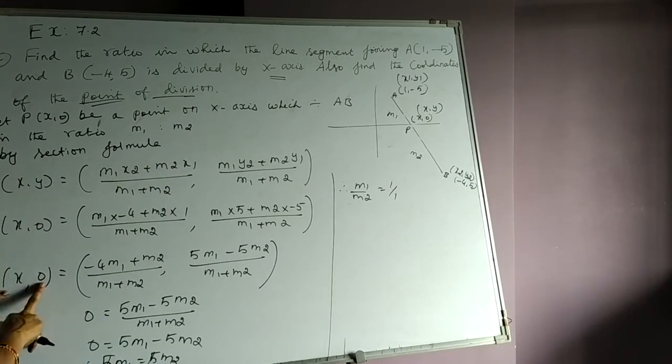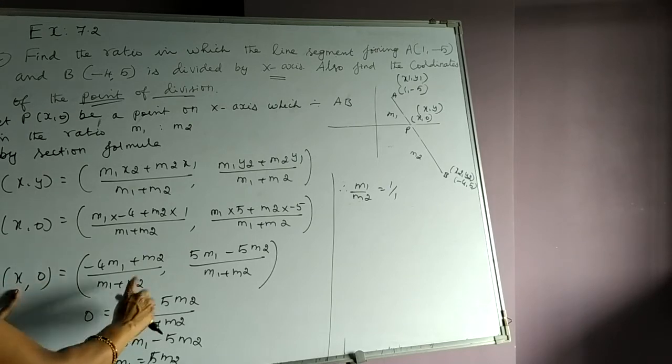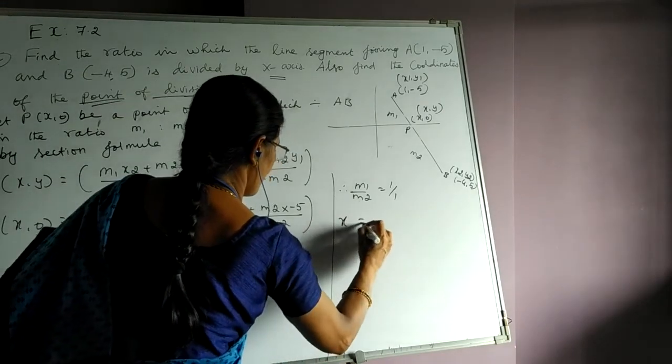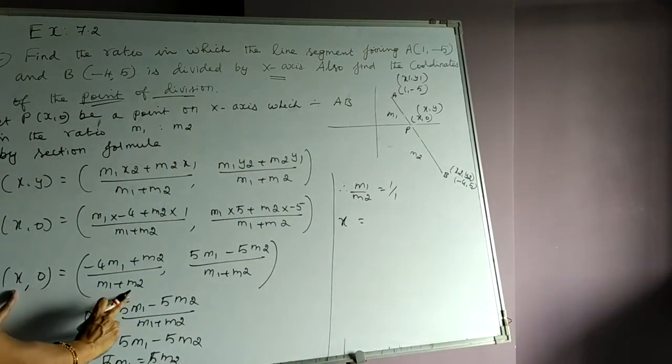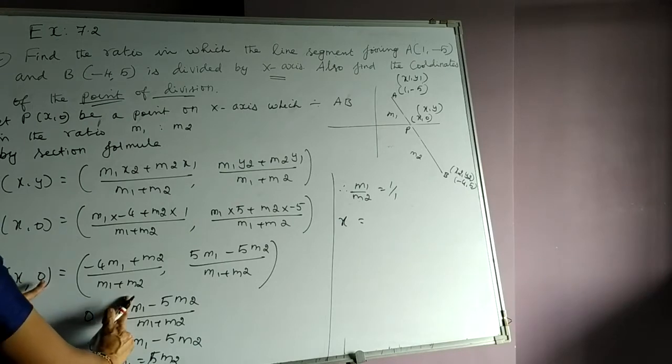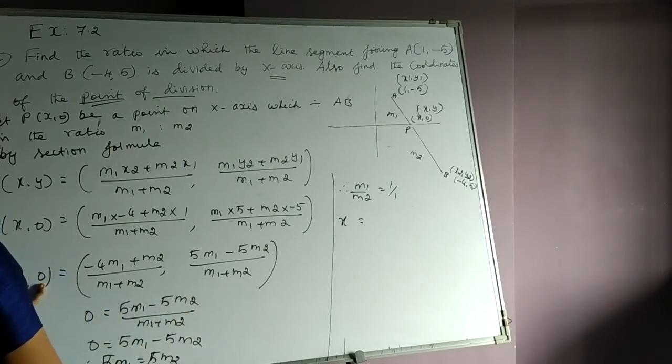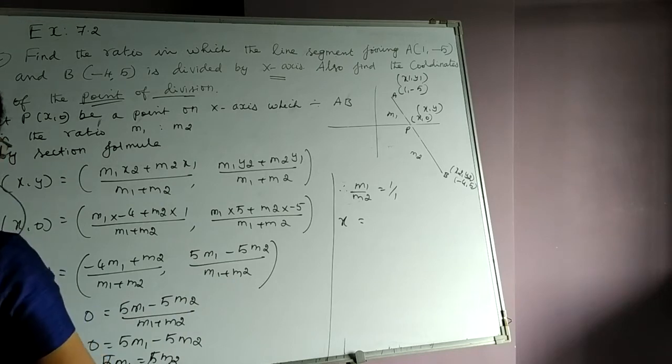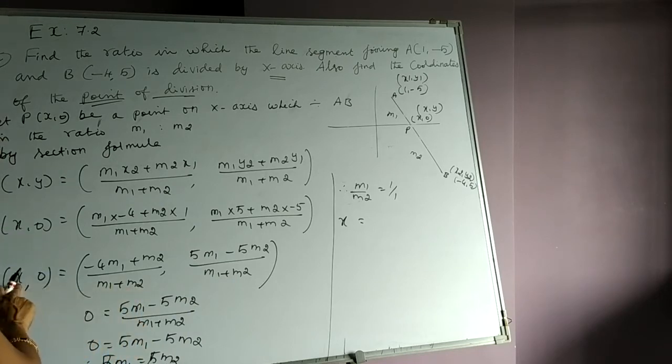Its y coordinate is already known, it is 0. So, we just have to find out the x coordinate. So, we are going to substitute x equal to the first coordinate. First, we cannot take these two because x is not known. That is why we have taken 0 equal to this and we got the values of m1 and m2. Now, equating these two, we are going to get the value of x.